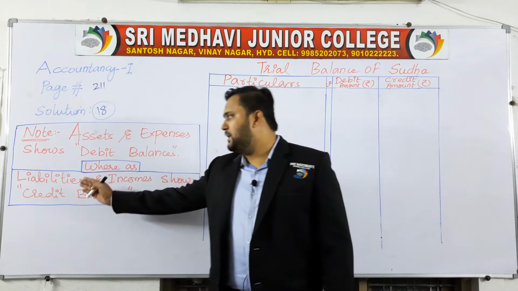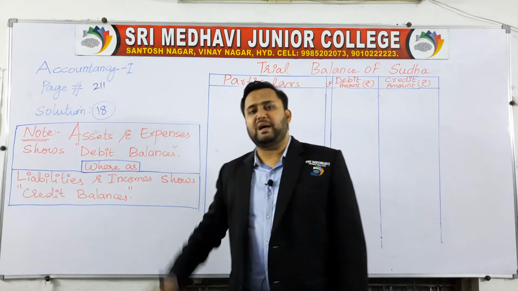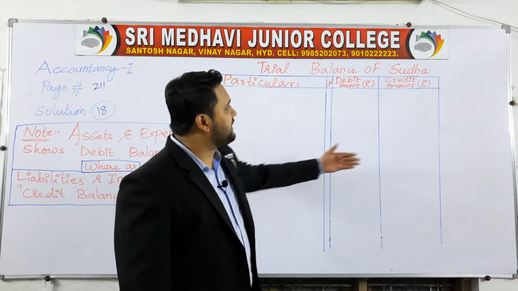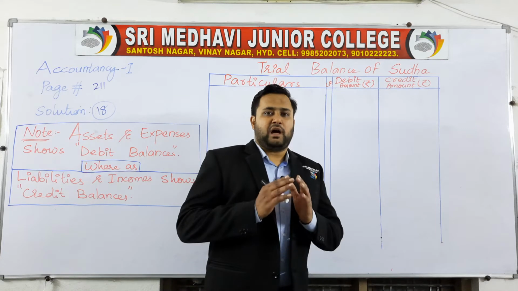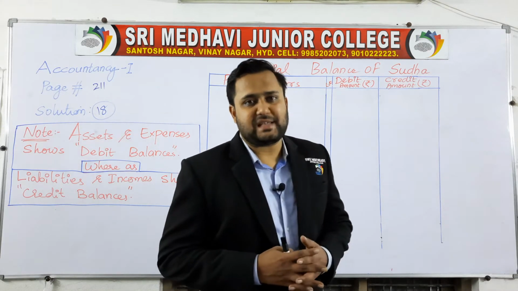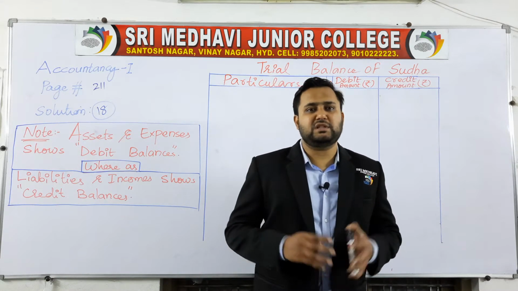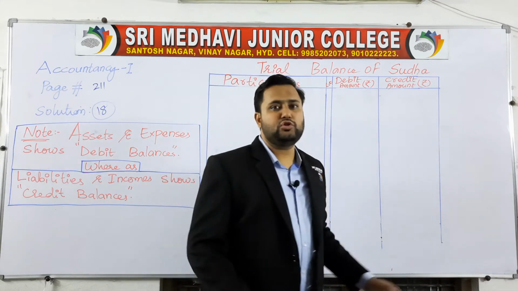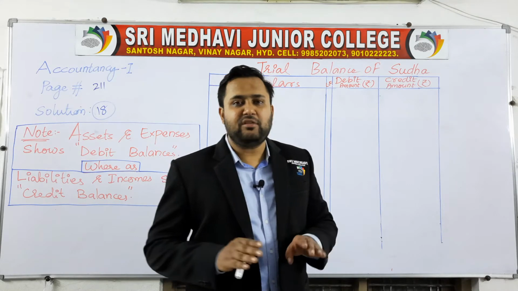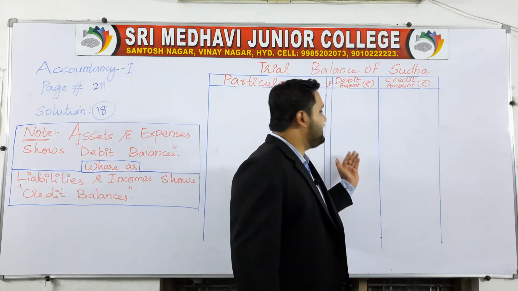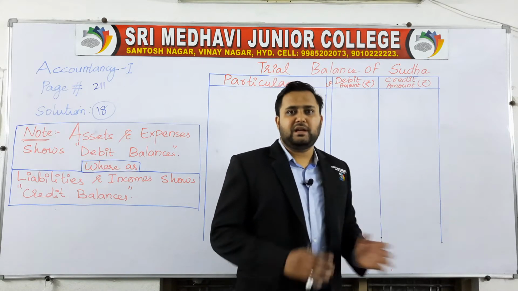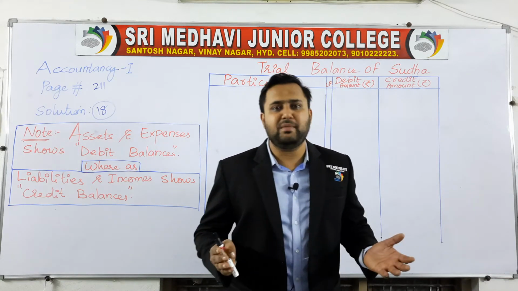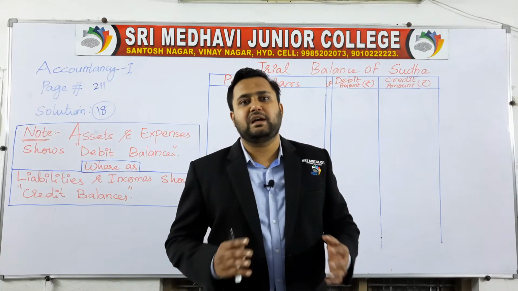Whereas liabilities and income show credit balances. So whenever you are writing the liabilities, the amount should be written on credit side. How are you going to know that your trial balance is agreed or your answer is correct? If the total of debit column and credit column is agreed, which means both debit column and credit column amounts are the same, then your trial balance answer is correct.